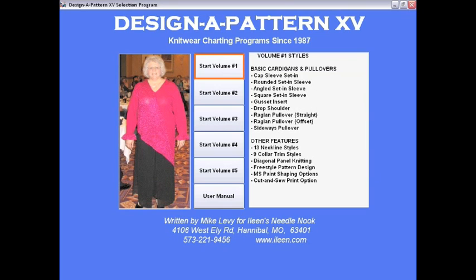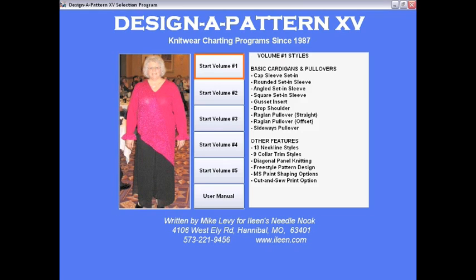This slideshow is an overview for using our Designer Pattern programs. The first screen is used to select the right volume for your needs. Moving your mouse over each button shows the styles available in each volume. For instance, Volume 1 is used to design basic cardigans and pullover tops with a variety of armhole and neckline styles. It also offers sideways and diagonal knitting options.